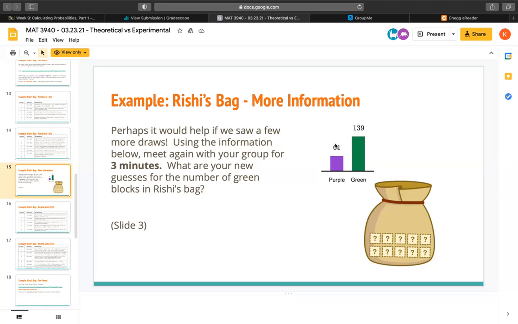So we know that there are purple and green blocks in this bag, right? And then we know that there are 10 because that's given in the problem. But we don't know how many purple and how many greens are in there. We just know that the total of blocks is 10. And we're trying to figure out how many purple blocks there are in this bag.